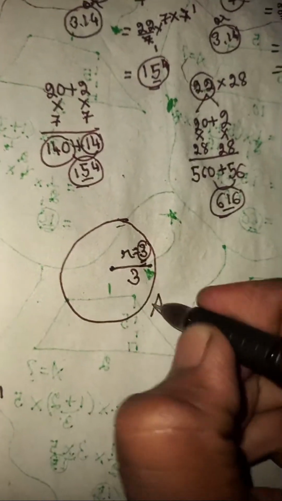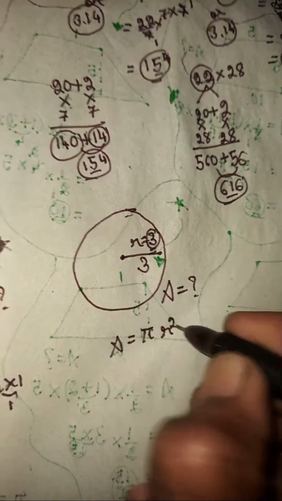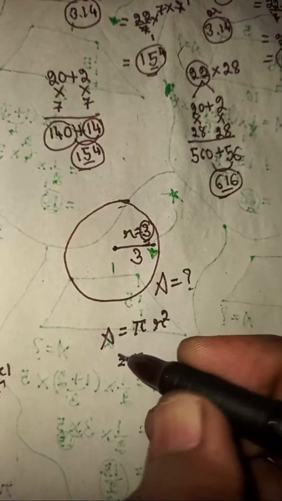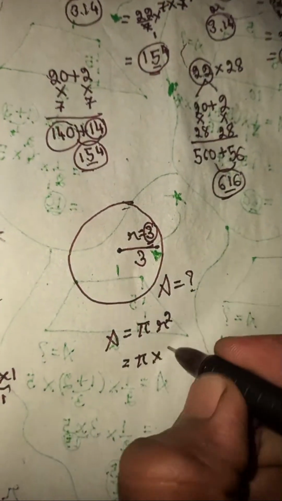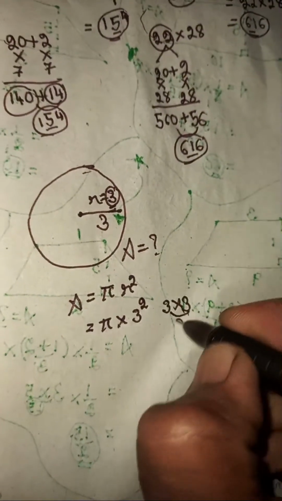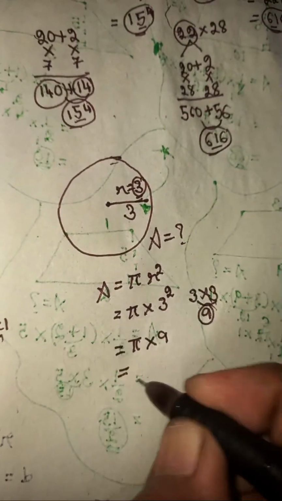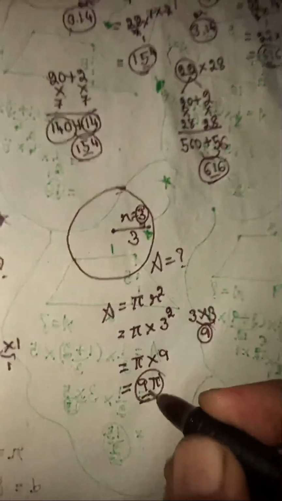Let's take this. Find out the area. Area equals pi r square. Here keep pi as it is and radius is 3 units. So it is 3 square. 3 square means 3 times of 3, 9. So it is pi times of 9. It's going to become 9 pi.